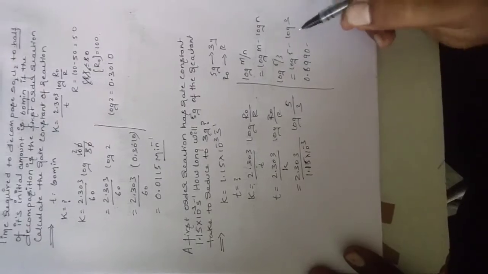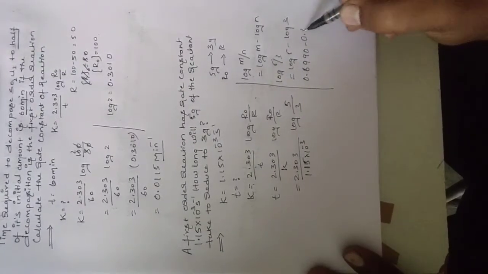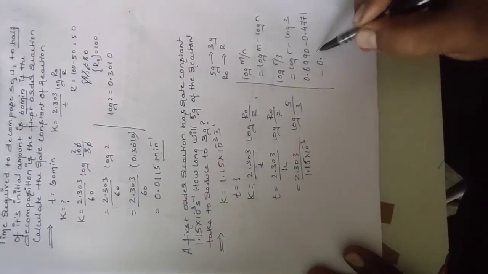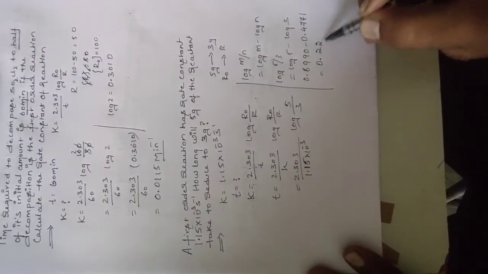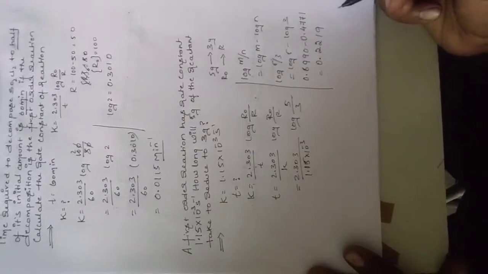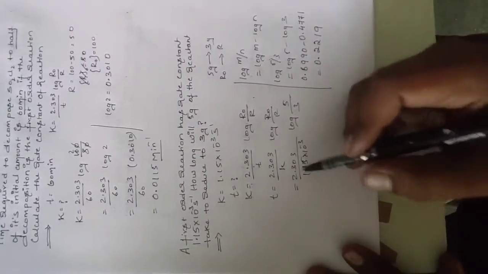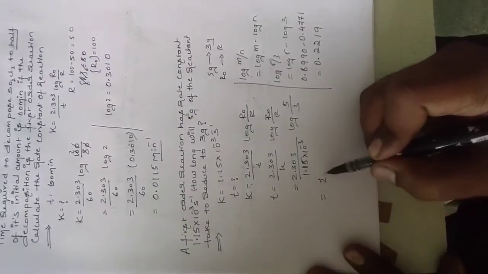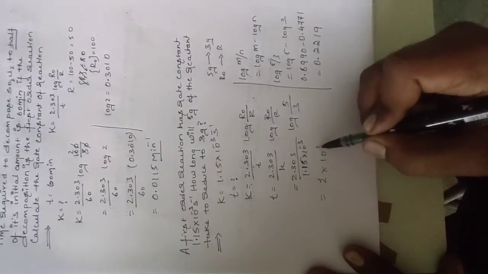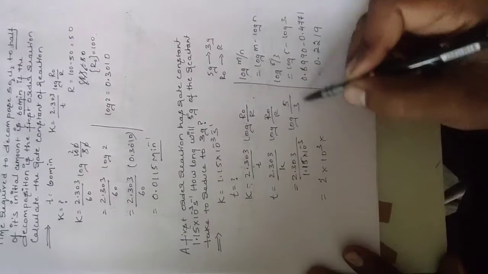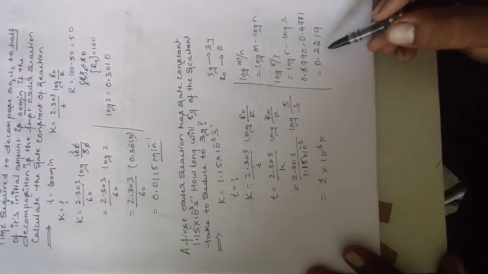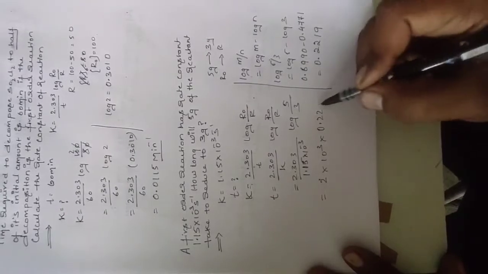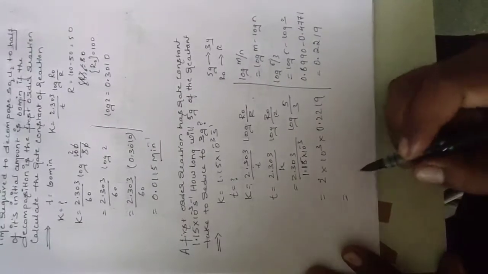0.6990 minus 0.471, log 3 value, we'll get the value 0.2219. Then if you divide by this, you will get the value 2 into 10 to the power of 3 into the overall log 5 by 3, which is 0.2219. What is the T value?